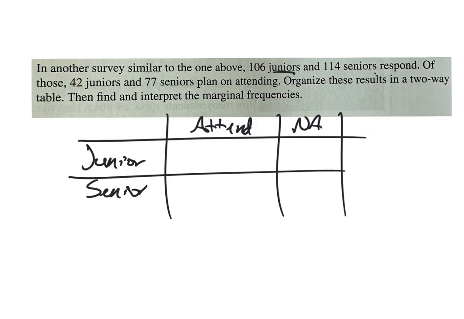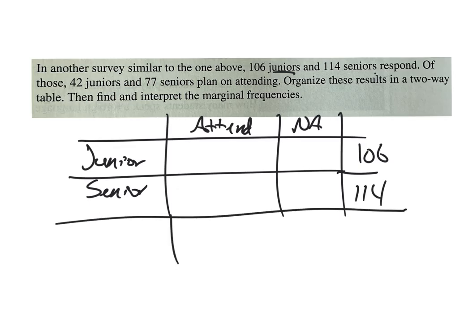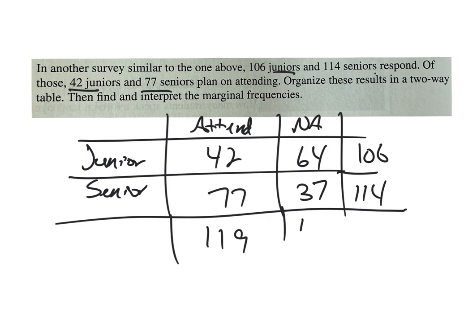106 total juniors. Remember, that is a marginal frequency, which is over here. So 106 juniors altogether, and there were 114 seniors altogether. So I can mark those off. And then it also said that 42 juniors and 77 seniors plan on attending. So 42 juniors will attend, 77 seniors will attend, which gives me this number down here for 119. Also tells me that 64 juniors will not attend and 37 seniors will not attend, which gives me 101 down here.